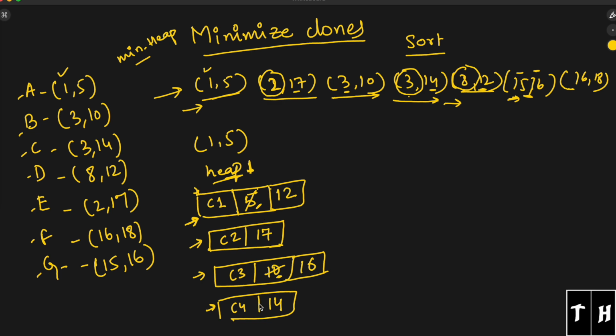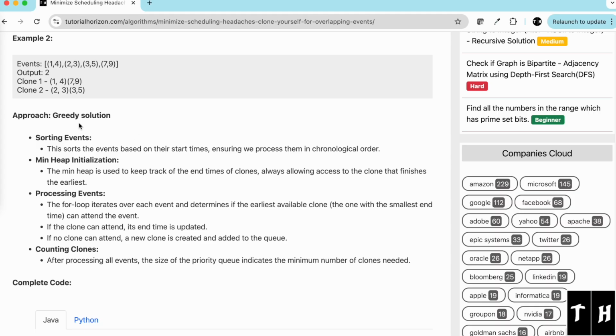So in this heap, C1 can take it. C1 is the clone which finishes at 12 and can take this. So C1 will take this event and will update the end time as 18. So here we needed a total of 4 clones to attend all of these events. Okay, so let's go back to the problem.